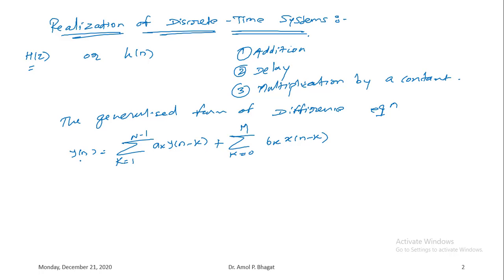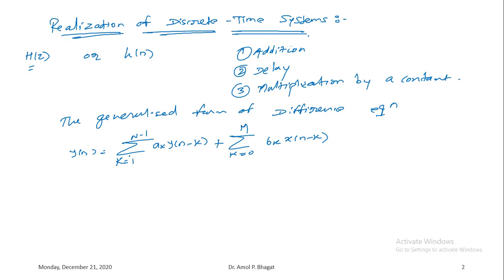So output y of n is dependent on some previous or past output samples, as well as it depends on the current input and past input samples. Okay, so if you are substituting k is equals to 0, it means x of n will be there. So x of n is nothing but the current input sample. K is equals to 1, so it will be x of n minus 1 and so on, right?